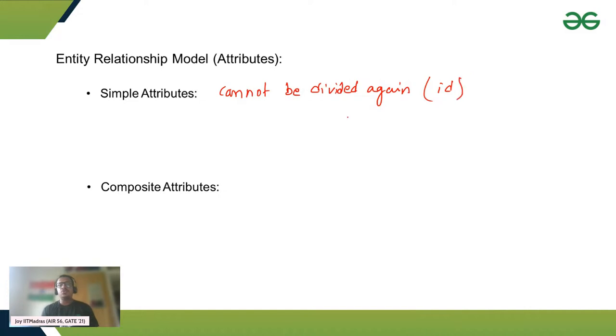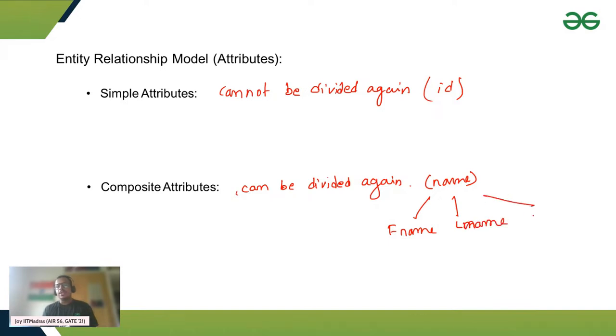To understand this concept deeply, let's understand what a composite attribute is. Composite attributes are the attributes that can be divided again. What does it mean to be divided again? Suppose name. If we are talking about the name of a person, there can be multiple things: the first name, the last name, and in some cases a middle name. So you can see that name is not a single attribute; it can be divided into multiple attributes.